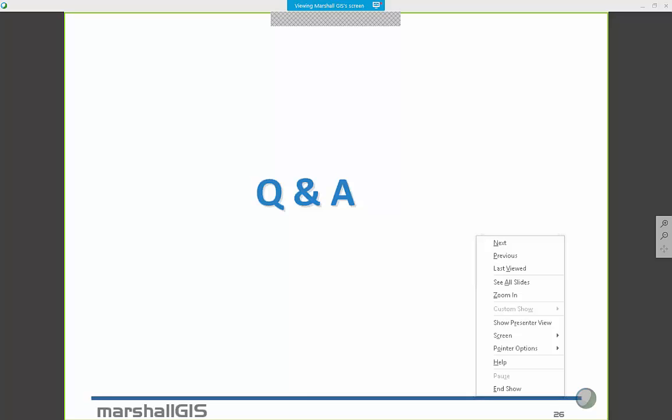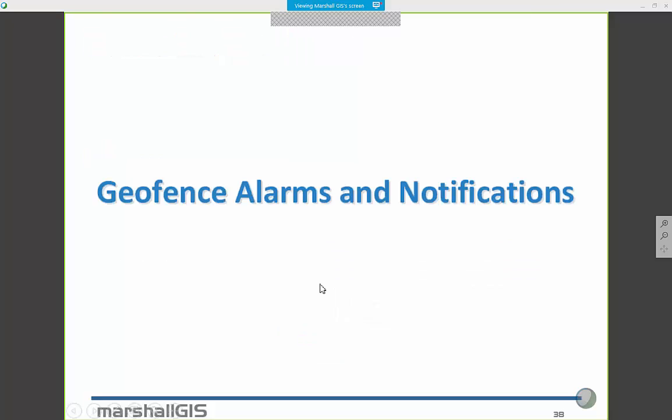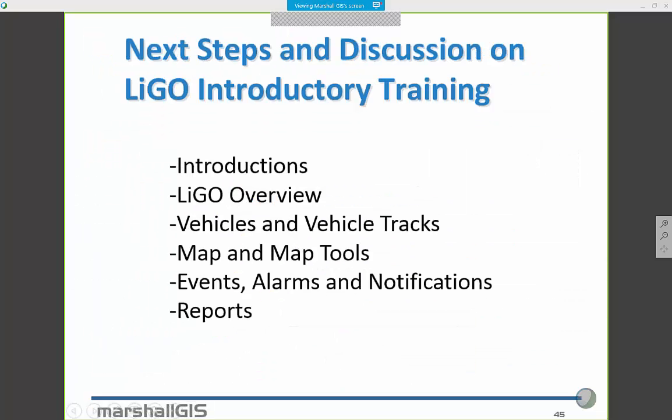Speaking of which, we can't make it to points of interest and geofences today, but at least let me cover the next steps, the discussion on the LiGO introductory training. So this is the agenda for that training: introductions, providing a LiGO overview. It goes through some of the basics of LiGO, vehicles and vehicle tracks, the map, how to interact with the map and the map tools, and then some of the basics with the events, alarms and notifications. So that's more from an end user's perspective.